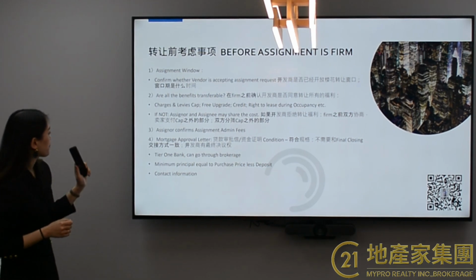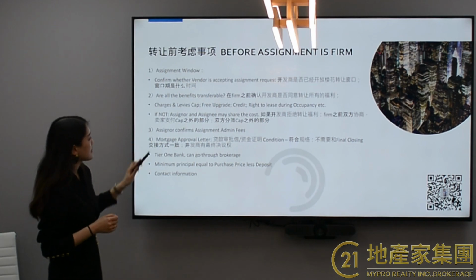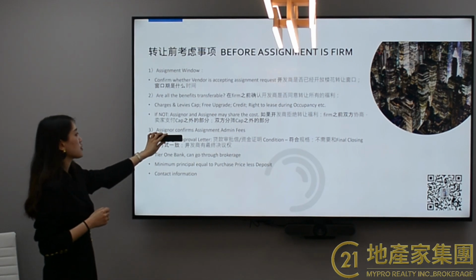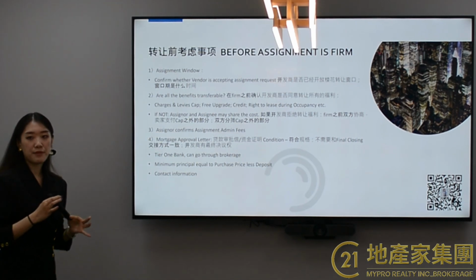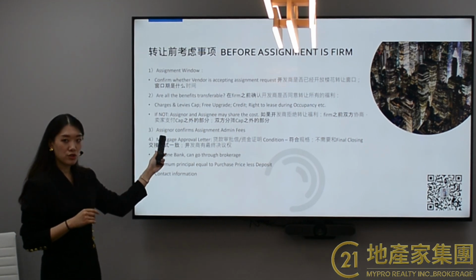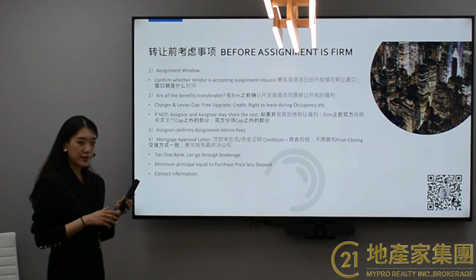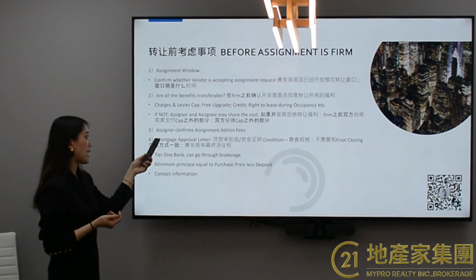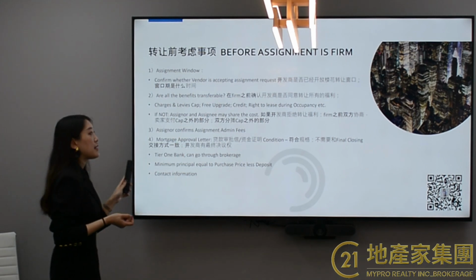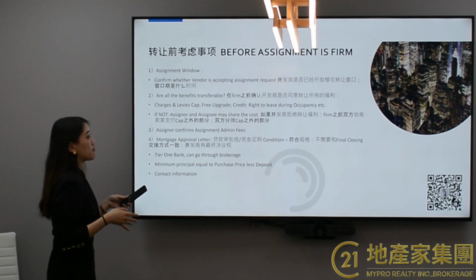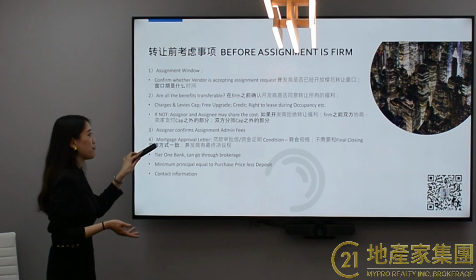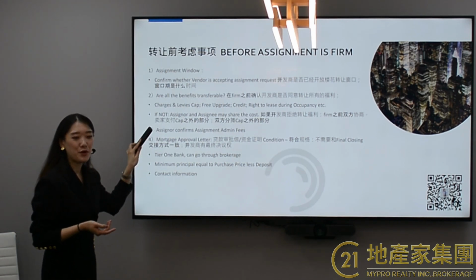Okay, so the third point is that at this stage, before the assignment deal is firm, the signer should confirm how much the assignment admin fee is. Sometimes it's written in the assigner's original APS. Sometimes there's an amendment to say that it's a benefit of free assignment, so zero assignment admin fee. But if the original APS specifies that there's going to be an assignment admin fee, but doesn't tell you how much it is, the signer definitely needs to ask because it could be very, very expensive.